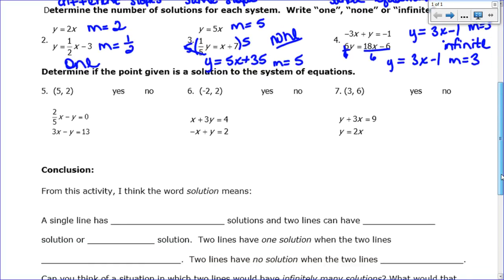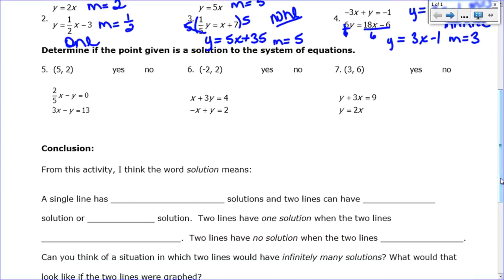So now let's talk about whether or not a point is a solution. There are 3 more questions here. We're going to do one of them, maybe 2 of them, and then we'll fill in the conclusion. So for number 5, I've got a point, (5, 2), and I want to know if it's a solution to the system. Well, the easiest way to do this is to take these numbers and plug them in. So I'm going to plug in 5 for x and 2 for y.